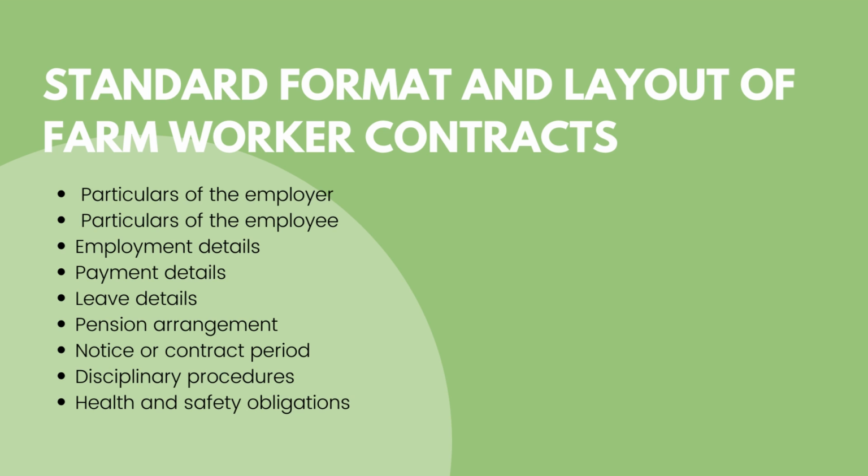And also with specific conditions for farm workers, which refer to Sectoral Determination 13, which is the Farm Workers Sector in South Africa. So this particular contract then needs to have these details: the particulars of the employer, that is the name and identity number of the farmer or the business name, and also the physical address and the type of the business.